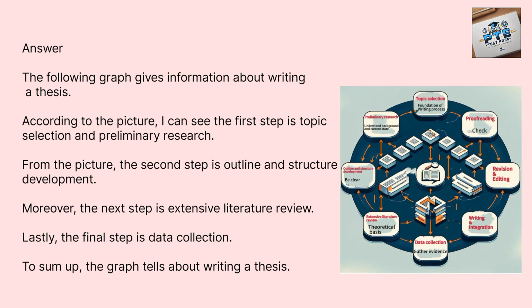The following graph gives information about writing a thesis. According to the picture, I can see the first step is topic selection and preliminary research. From the picture, the second step is outline and structure development. Moreover, the next step is extensive literature review. Lastly, the final step is data collection. To sum up, the graph tells about writing a thesis.